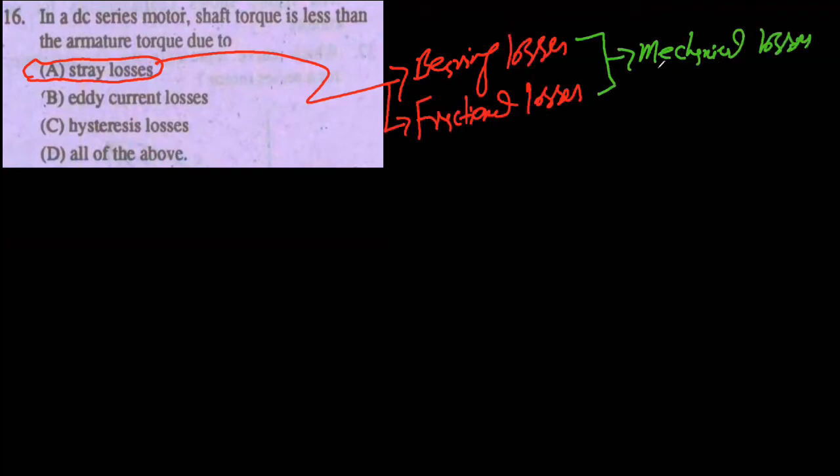So if the mechanical losses get increased, then your output torque will get decreased. So the shaft torque is less than the armature torque due to stray losses. Yes, stray losses is the correct answer.